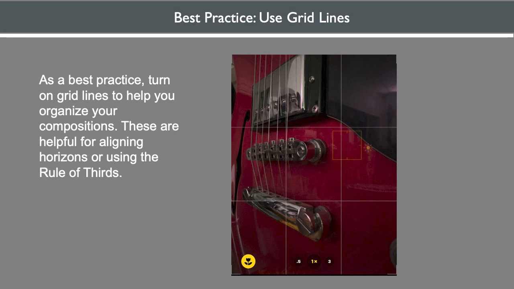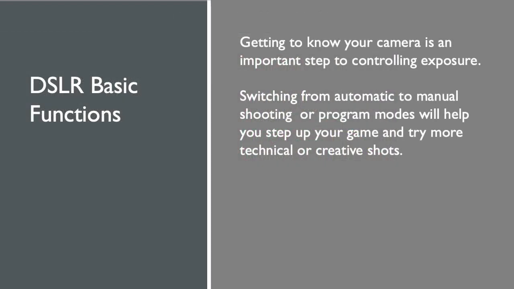As a best practice, turn on grid lines to help organize your compositions. These are helpful for aligning horizons or using the rule of thirds. On DSLRs, you can do this in the menu. On smartphones, these are found in your camera settings. Getting to know your camera is an important step.